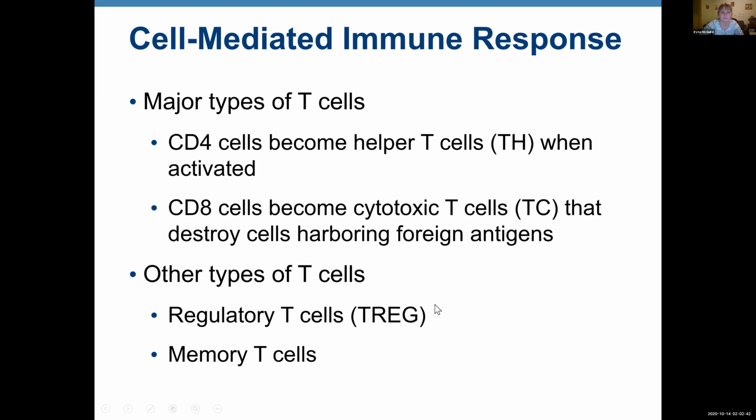So here are the major T cells, CD4 cells and CD8 cells. Now CD4 cells, when they are activated, become helper T cells. CD8 cells, when they are activated, become cytotoxic T cells, and those destroy the foreign antigens. Cytotoxics are going to kill your own cells that are infected. And here are the other T cells, like regulatory T cells and memory T cells.